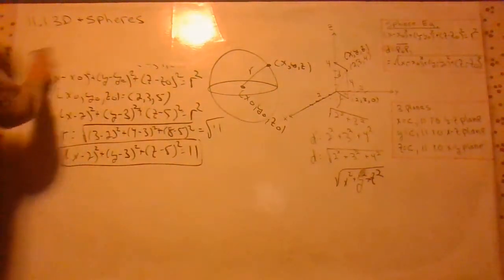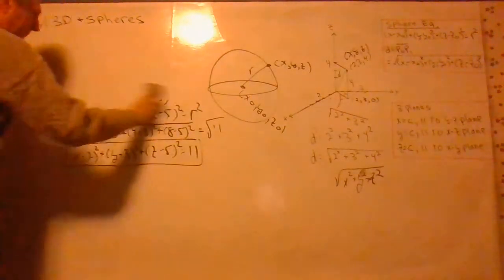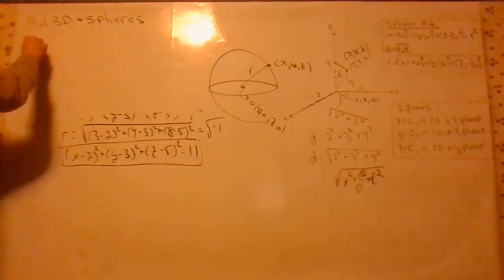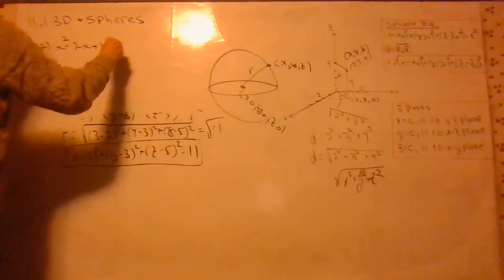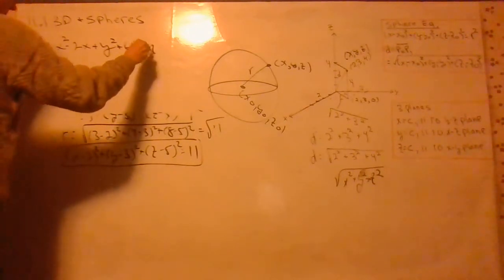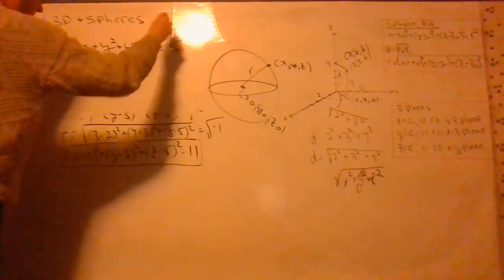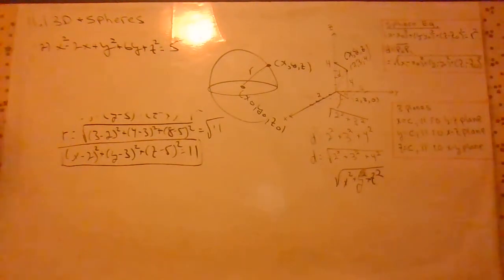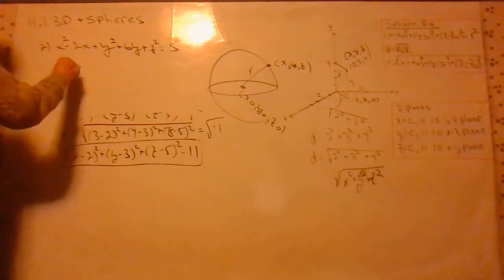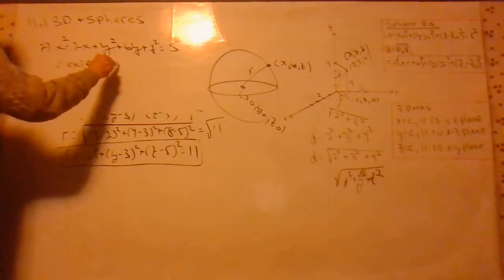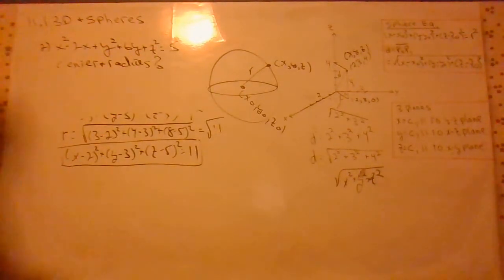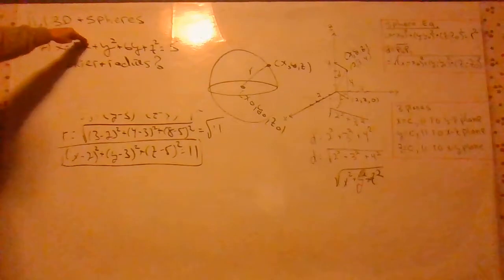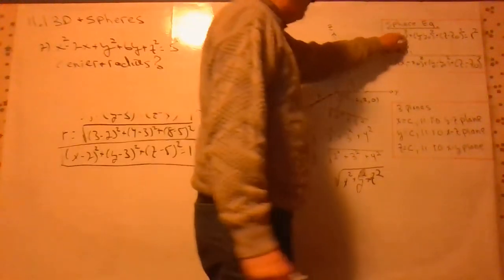Question number 2. Let's suppose we have x squared minus 2x plus y squared plus 6y plus z squared equals 5. And we want to know the center and radius. What we need to do is take that equation and put it in this form.